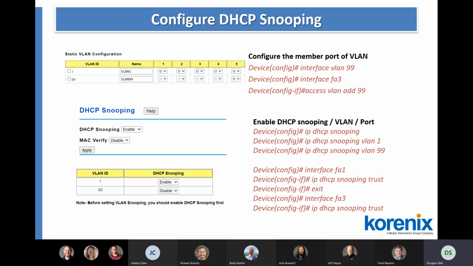To configure DHCP snooping, we need to define the VLAN first, because the snooping settings are based on the VLAN. We can enable or disable DHCP snooping per VLAN. And we also use the CLI to define whether a port is trusted or untrusted.